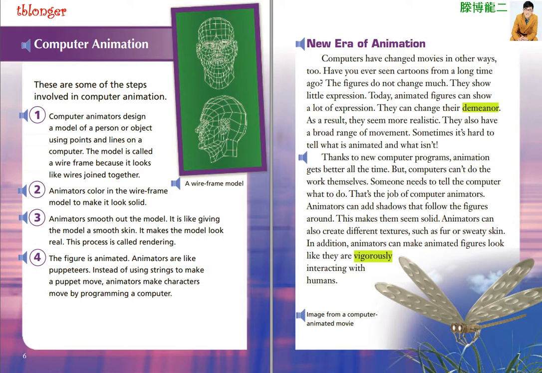Thanks to new computer programs, animation gets better all the time. But computers can't do the work themselves. Someone needs to tell the computer what to do. That's the job of computer animators. Animators can add shadows that follow the figures around. This makes them seem solid. Animators can also create different textures, such as fur or sweaty skin. In addition, animators can make animated figures look like they are vigorously interacting with humans. Image from a computer-animated movie.